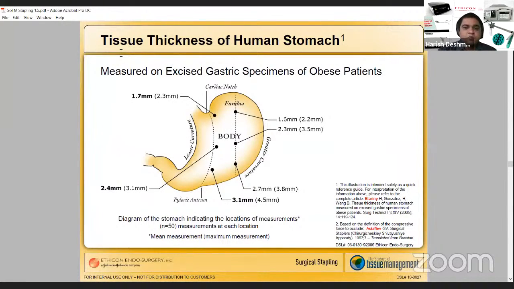Suppose we are using a stapler here. I just want to pop out one question to the listeners. If we are using it at the fundus, what staple should we use, blue or green? Hello? Can anybody respond to this? And if you're using it at the antrum, what would be the color, blue or green?